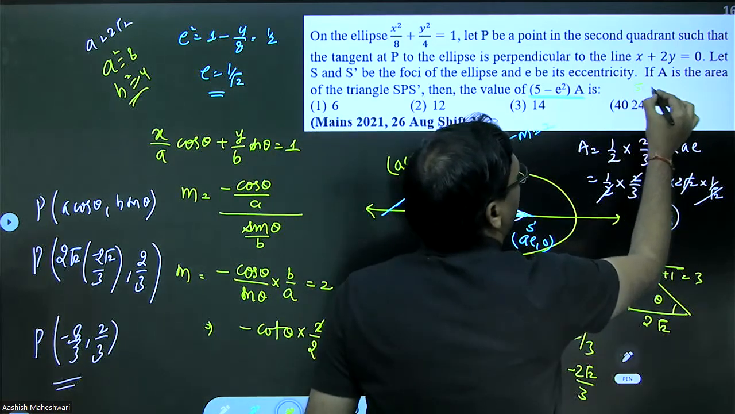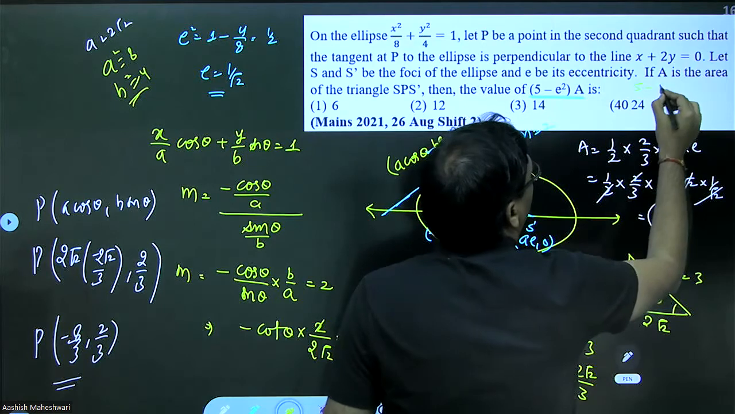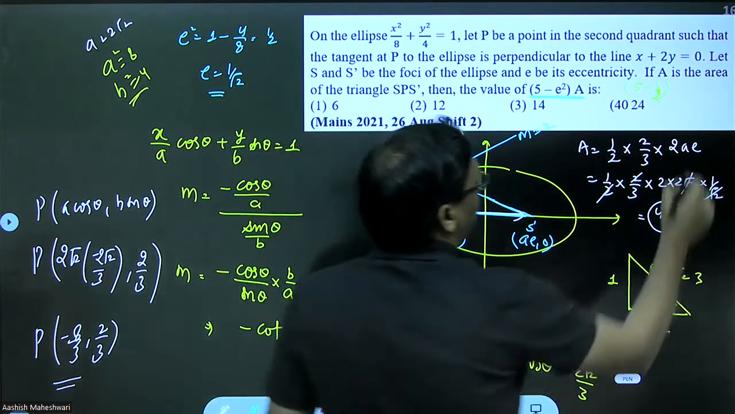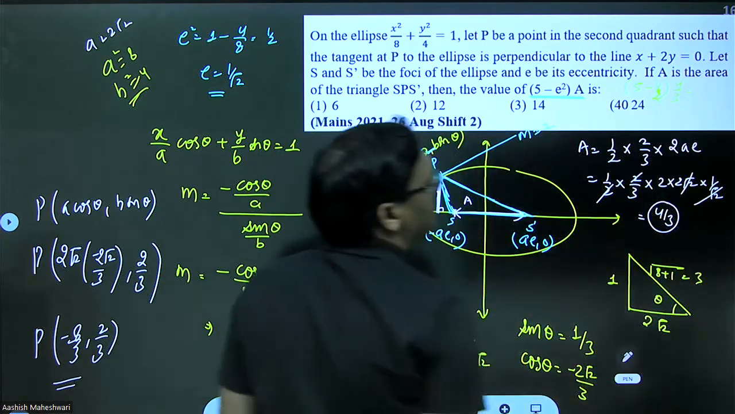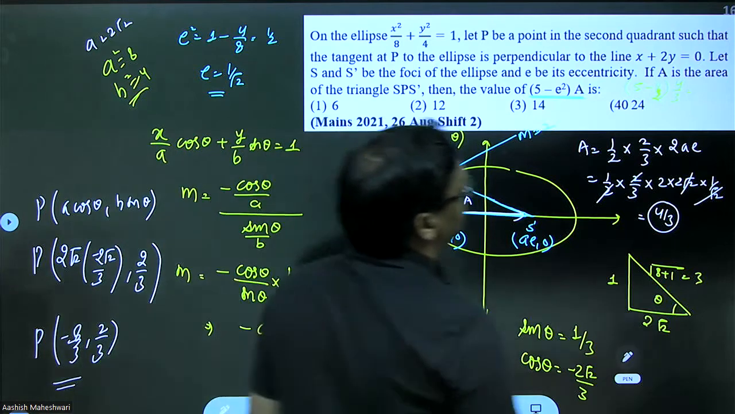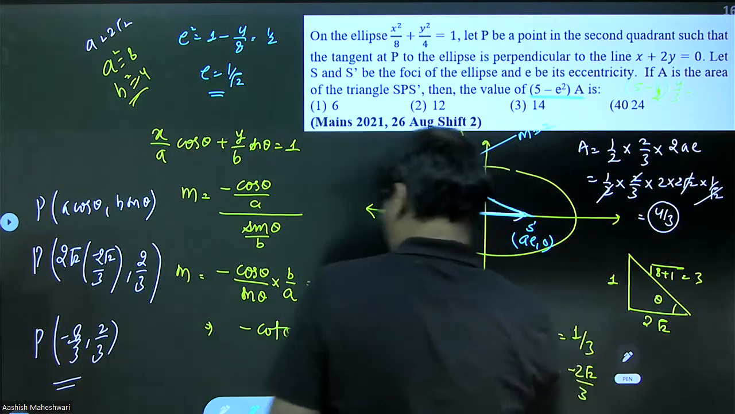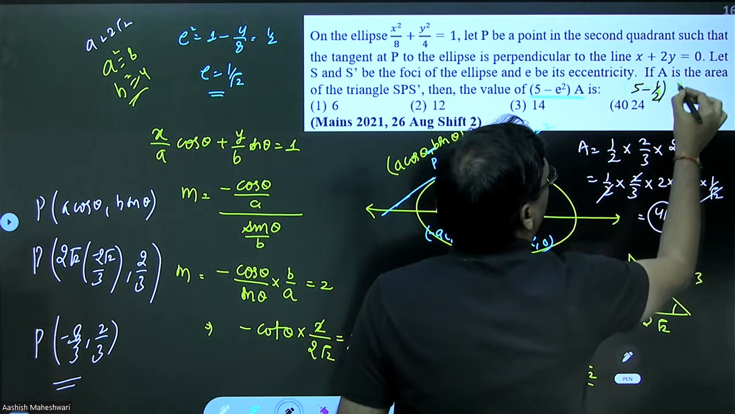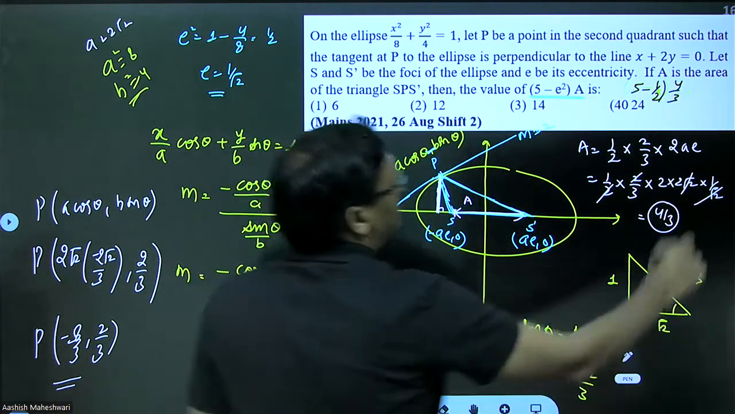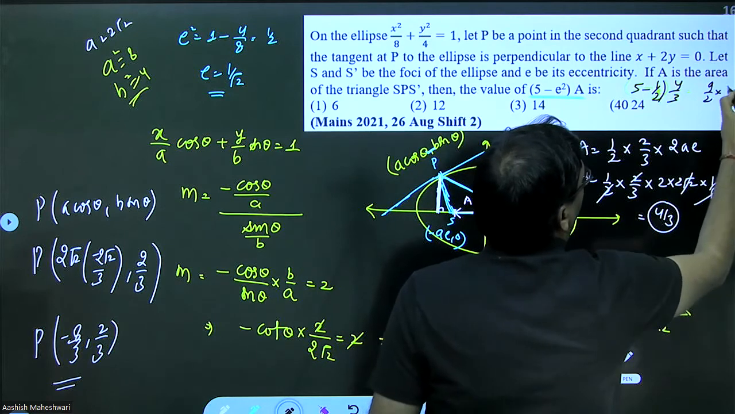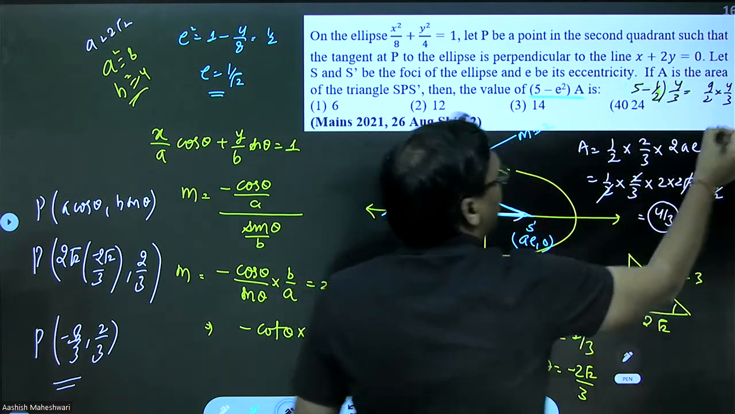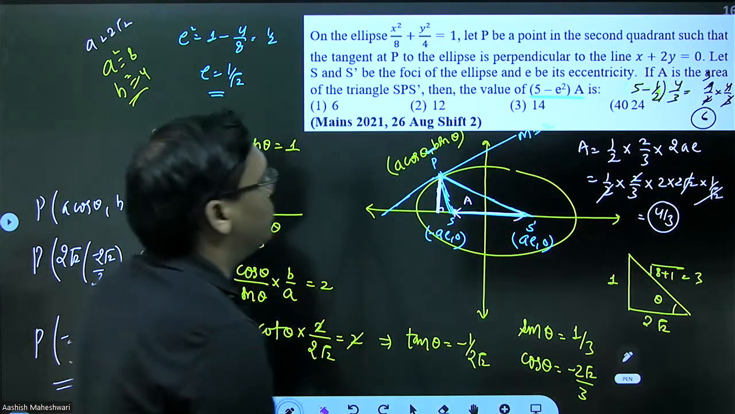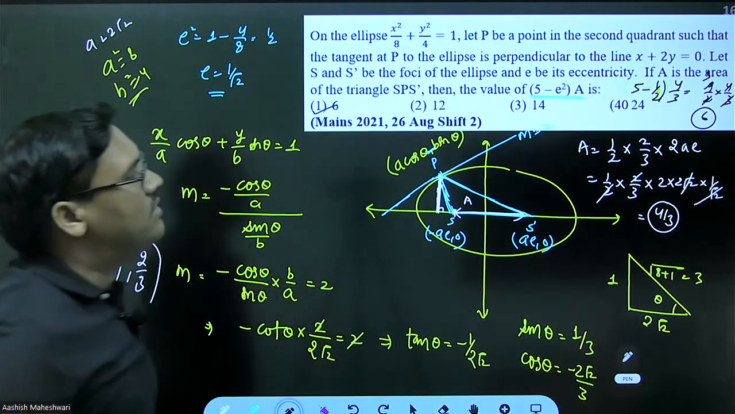So this is 5 minus E square. What is E square? 1/2, sorry, 1/2. And A is 4/3. Let me change the color. This is 5 minus 1/2, into 4/3. Okay. So this is 9/2 into 4/3. So what is this? This is 2. This is 3. So what is the answer? This is 6. So option 1 is the correct answer.